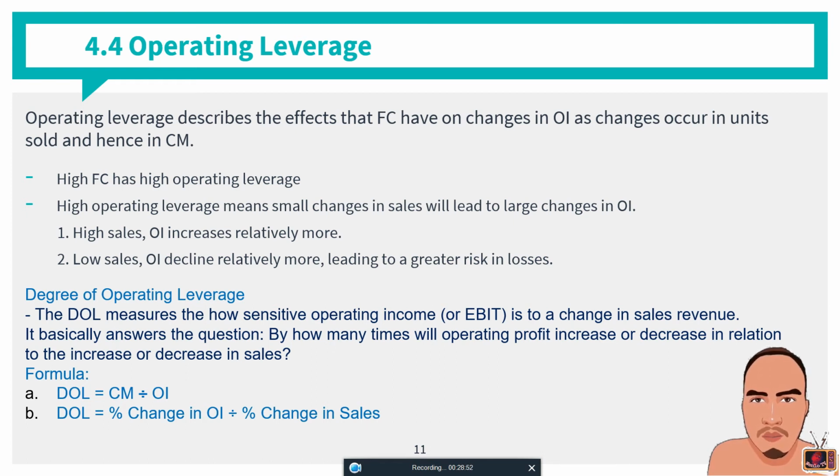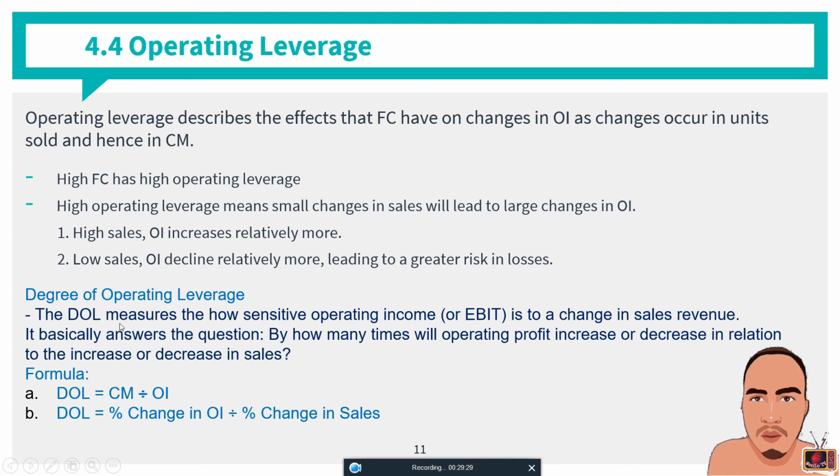And on low sales, operating income declines relatively more, leading to a greater risk of losses. Of course, if you are not having good sales, your operating income will decline and you will have a great risk of bankruptcy because your cost is not being compensated by profit. So this, in layman's terms, is how we explain this.